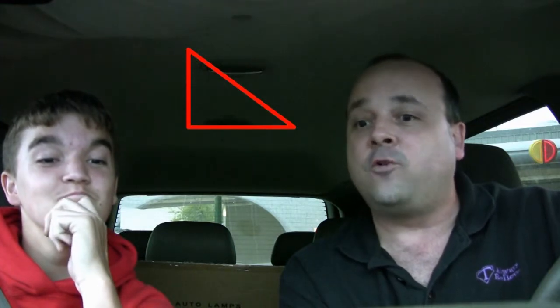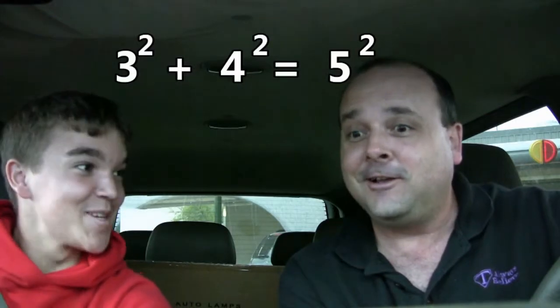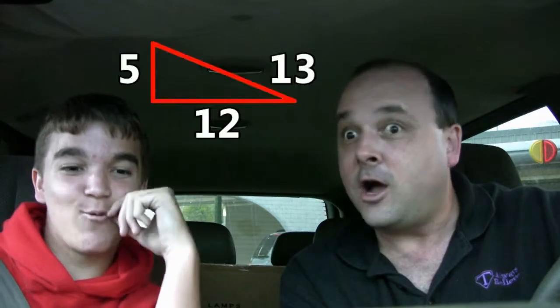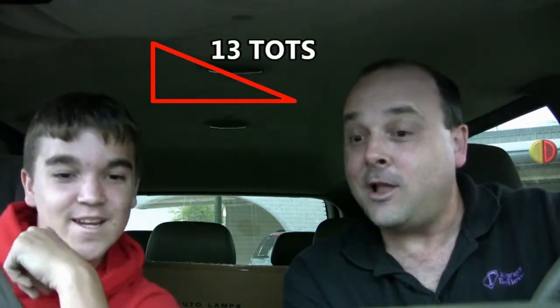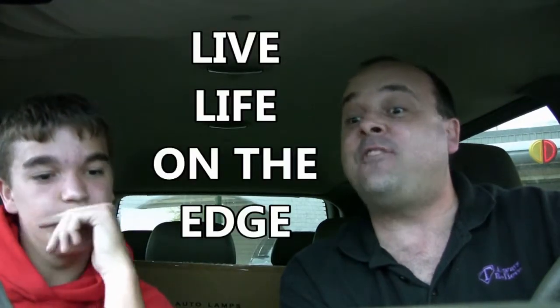Aren't these Pythagorean triple meal deals great? I'm going to get the 3, 4, 5 meal deal. For $5, you get 4 tacos and 3 Frito chili cheese wraps. What a great deal! That is a good deal, Dad. But I think I'm going to get the 5, 12, 13 meal for $5. And you get a 12-inch hot dog and 13 tater tots. Wow, what a cool deal! I know. I'm going to live life on the edge.